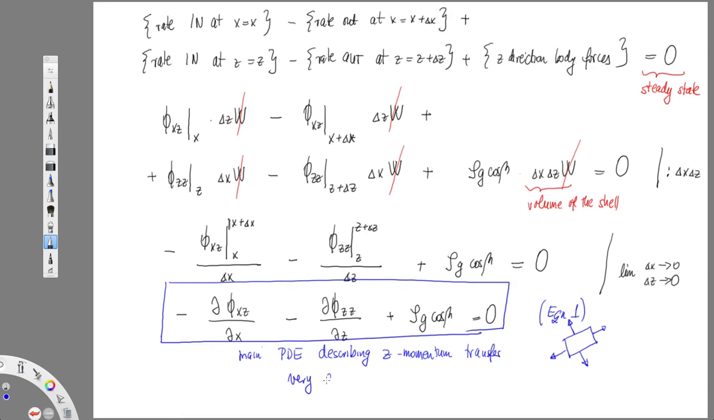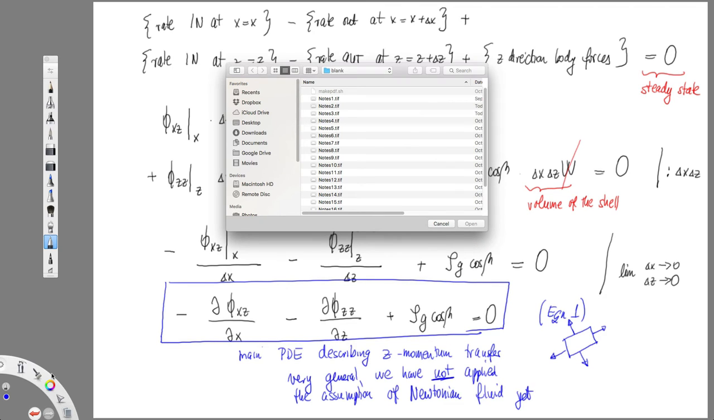Right now it's very general. We have not applied the assumption of Newtonian fluid yet. All right, so what is in general the form of phi? If I just have a tensor form, what is my combined momentum stress?